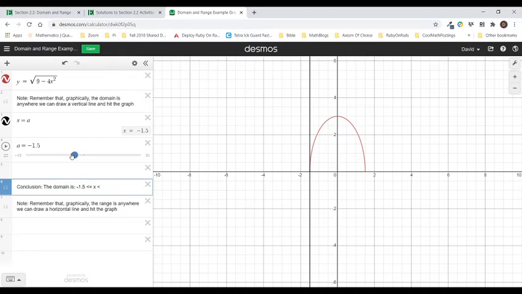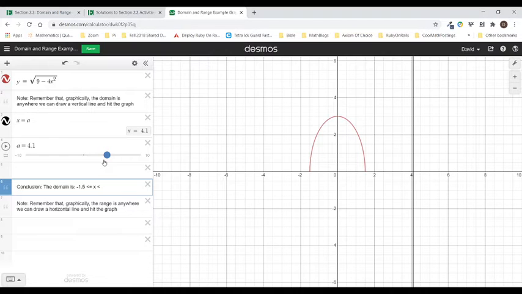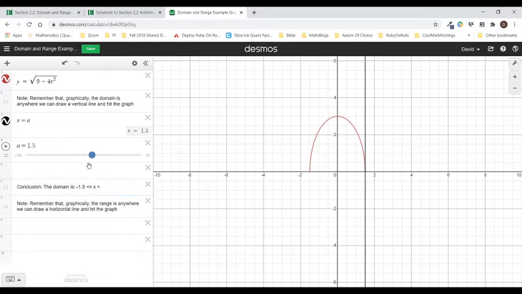And now I need to find how far right I can go. So I'm going to just move the slider to the right. If I slide it as far as 6, it's too far. 4 is too far. Over to 1.5 is good. And that's all we have to do to find domain graphically. Just make sure you're actually drawing vertical lines and ask yourself, when does the vertical line hit the graph and when does the vertical line not hit the graph?